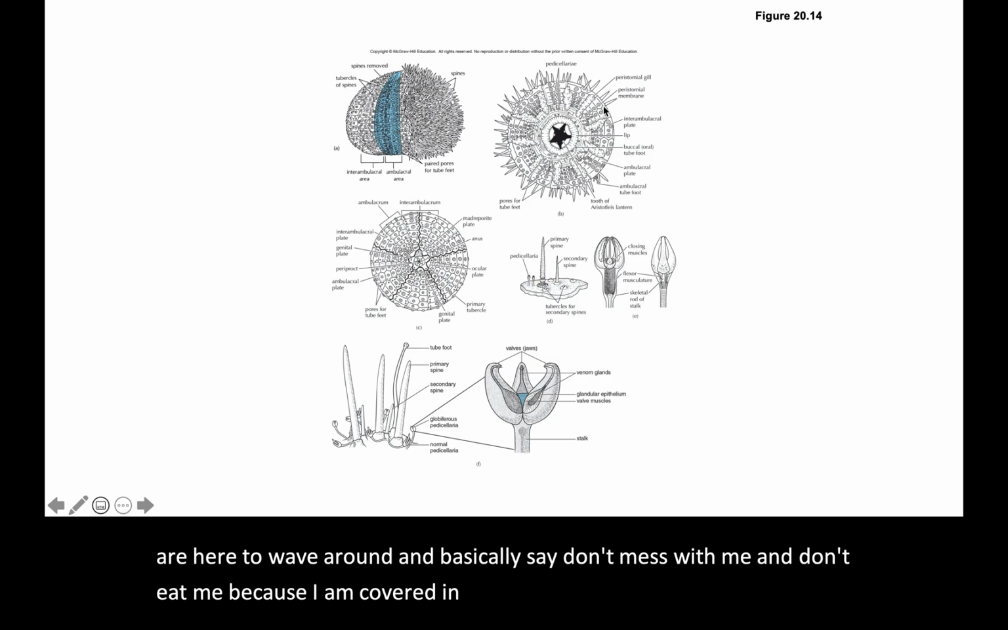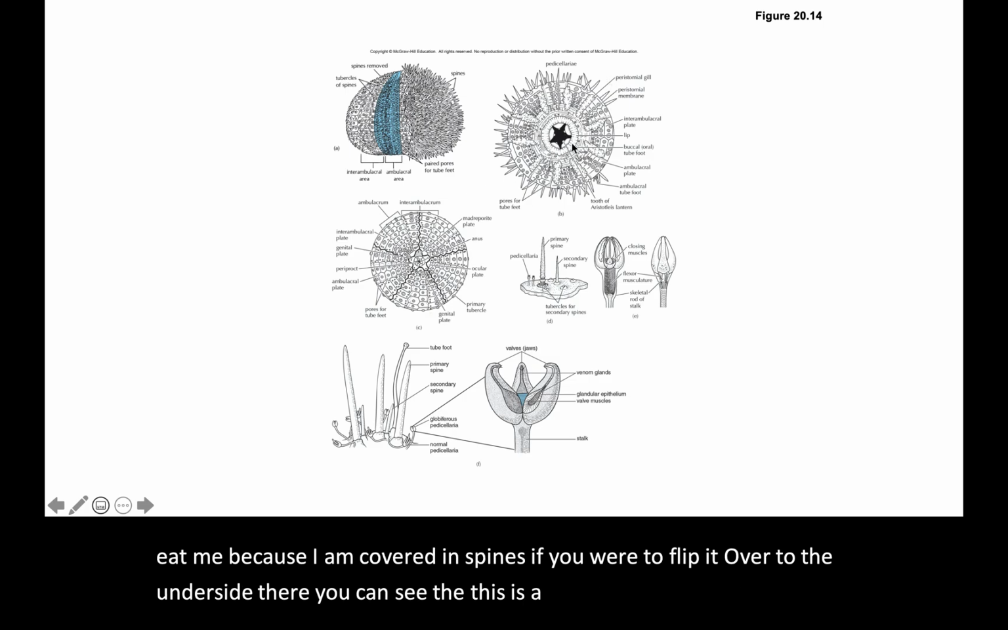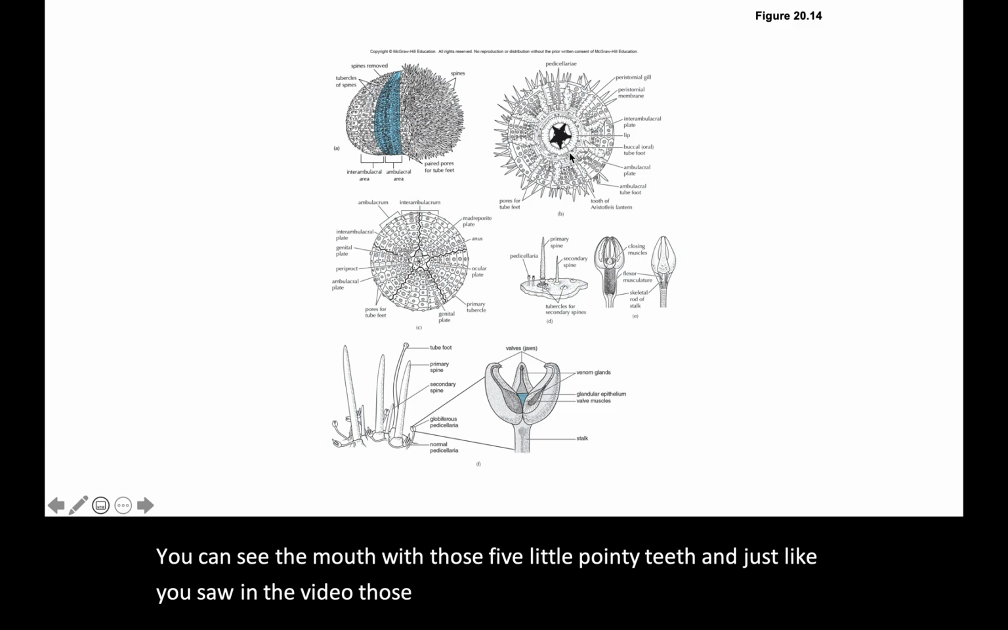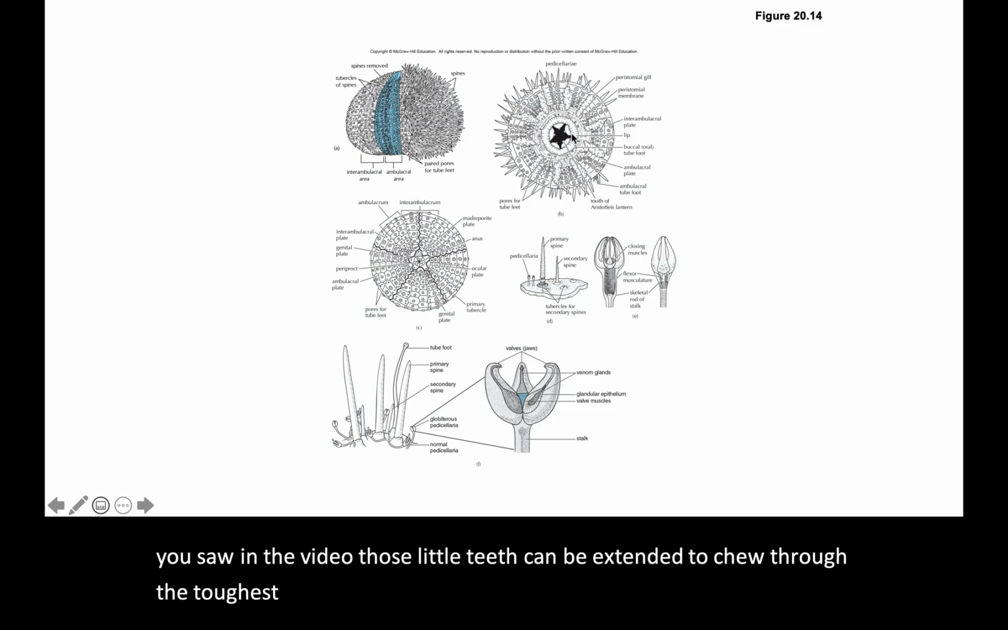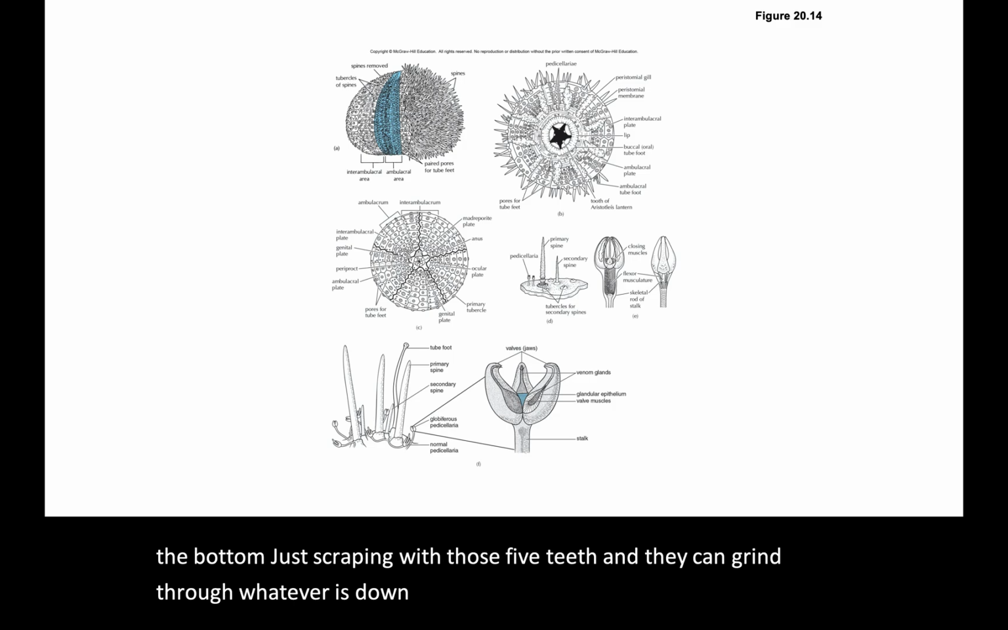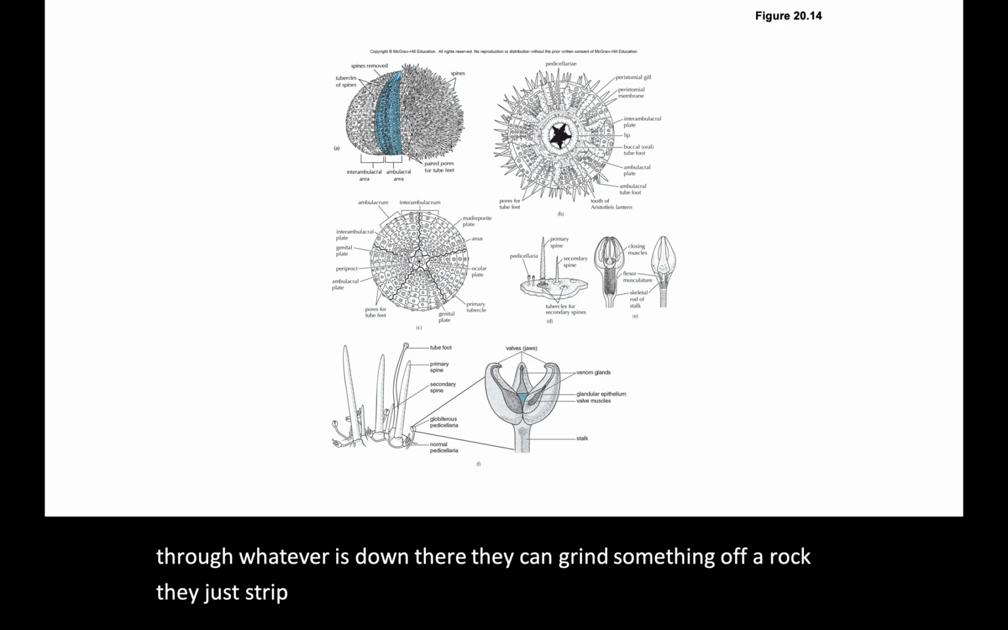If you were to flip it over to the underside, you can see, this is a regular echinoid, by the way, the mouth with those 5 little pointy teeth. And just like you saw in the video, those little teeth can be extended to chew through the toughest things. And echinoderms like this are going to move along the bottom, just scraping with those 5 teeth. And they can grind through whatever is down there. They can grind something off a rock. They just strip the surface of the rocks and the seabed and the coral reef bare.